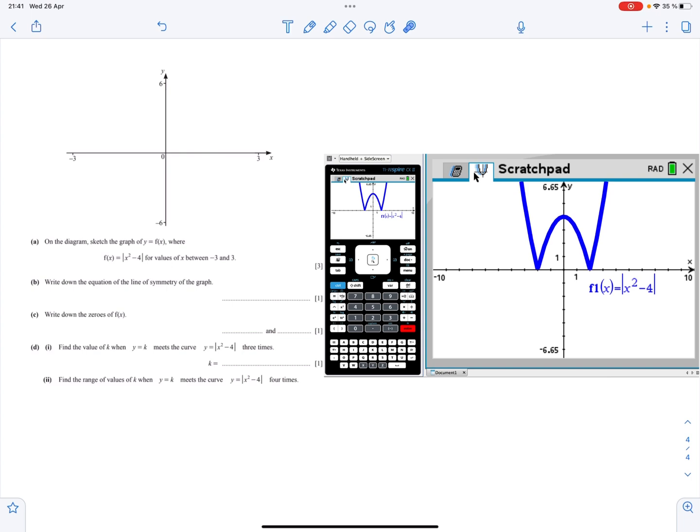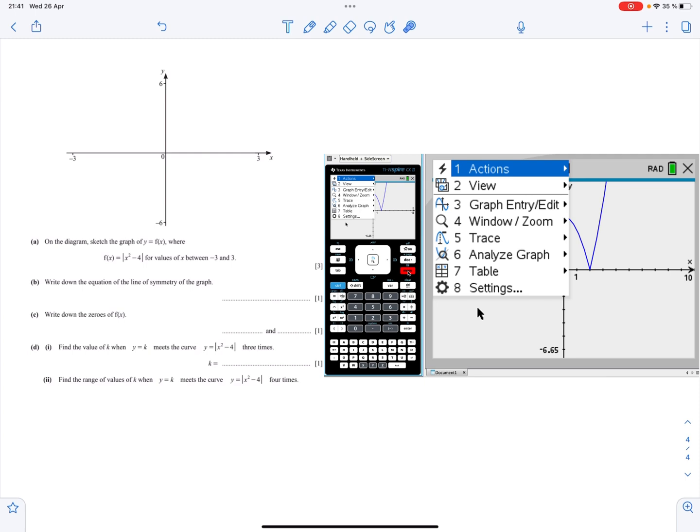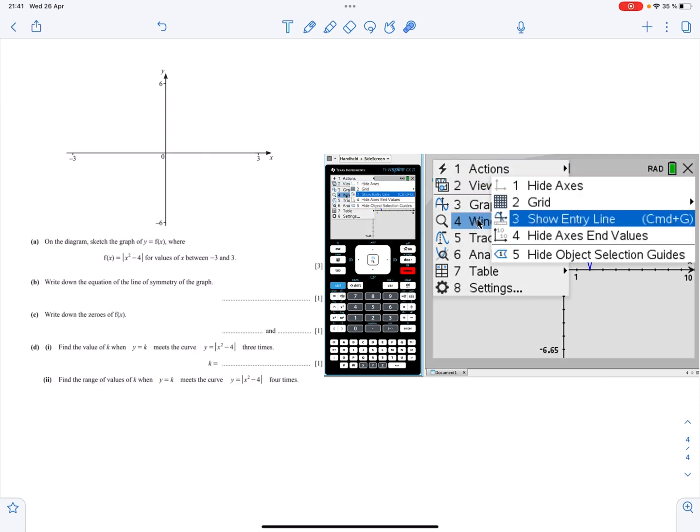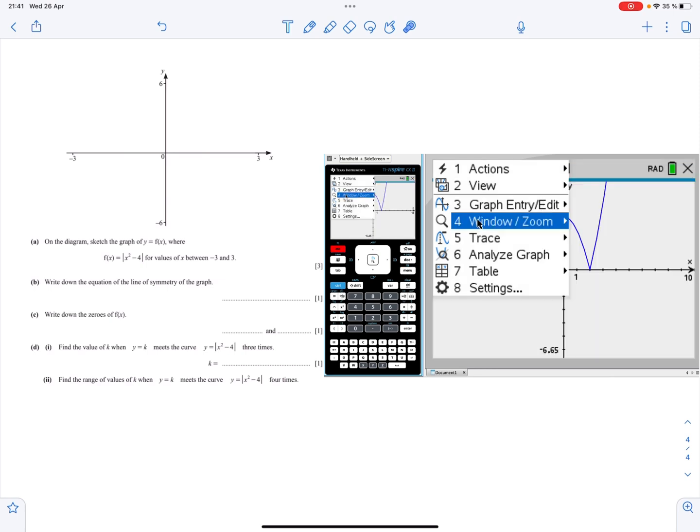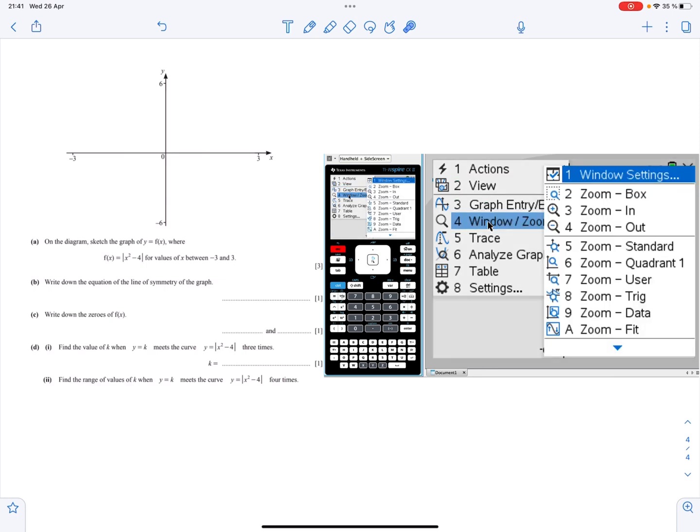I've now entered the function, and in fact, the label always bothers me, so I'll just delete that. There we go. I've now got my curve plotted, and I'll go ahead and adjust the window settings. Don't forget to do that, by the way. For this calculator, I click on Menu, followed by the fourth option, Window/Zoom. Sorry, that got a bit scruffy. There we go. Fourth option, Window/Zoom, and the first option, Window Settings.